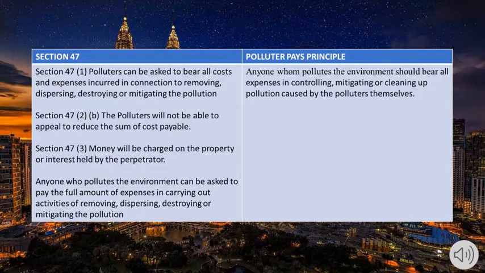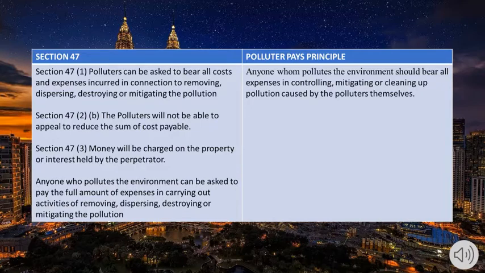Section 47 can be shortened to mean that anyone who pollutes the environment can be asked to pay the full amount of expenses in carrying out activities of removing, dispersing, destroying, or mitigating the pollution. Meanwhile, polluter pays principle means that anyone who pollutes the environment should bear all the expenses in controlling, mitigating, or cleaning up pollution caused by the polluters themselves.